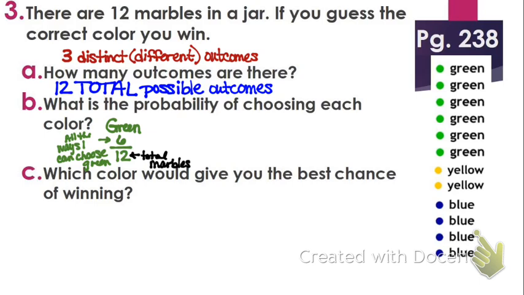What about yellow? Just 2? Like this? 2 out of 12. What about blue? 4 over 12, 4 out of 12. We're always going to be talking about our probabilities as something out of something or something over something. Which color would give you the best chance of winning? Green.